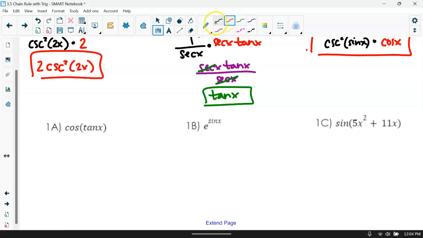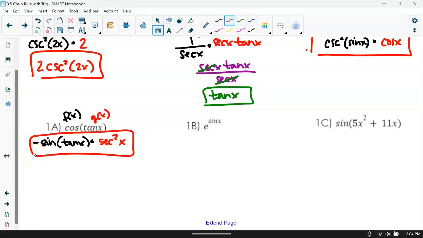And here we go. So again, here you should have started with the derivative of cosine, which is negative sine of not just x, right? Tangent x. Then times the derivative of tangent, which is secant squared x. That is our derivative. Then here we've got our inside, our outside, e to the x. That's what you should have started with.